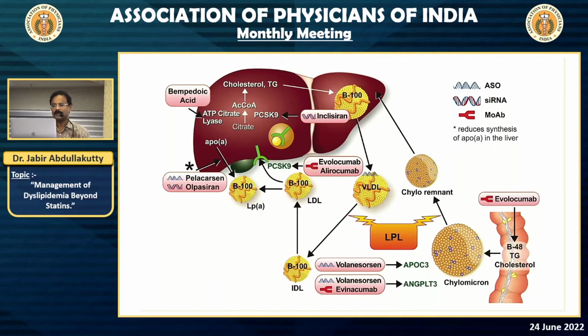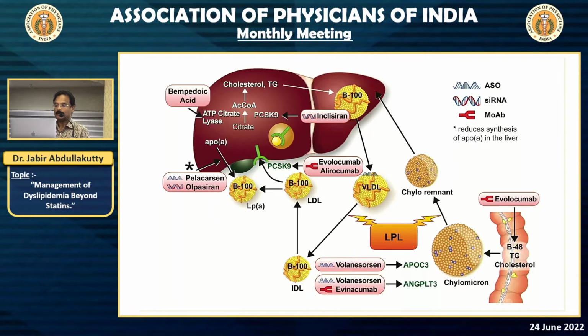So these are the large number of drugs which are coming in, the antisense oligonucleotides, the small interfering RNA and the monoclonal antibodies. And the future will be of these drugs. If you can take a drug injection once in 6 months or once in a year, and it will control your lipid status, then, if the cost is bearable, that's going to change the game forever. So pelacarsen and olpasiran reduce apoprotein A, and they are good in reducing the lipoprotein A.